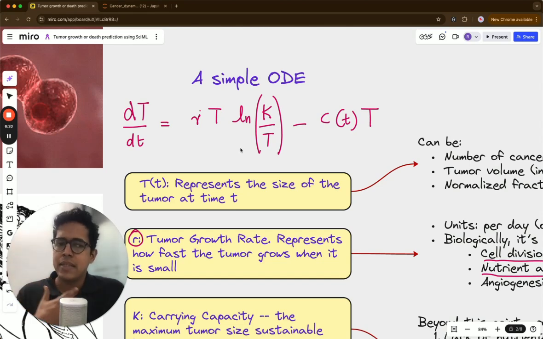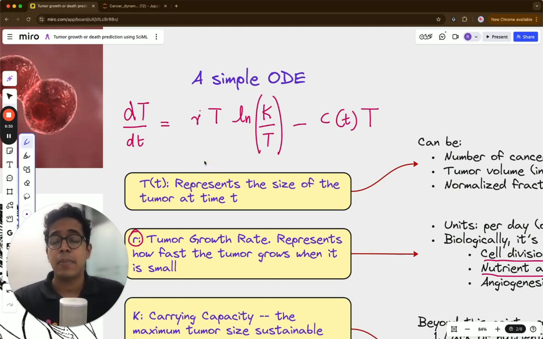The tumor will basically keep growing and it will reach a maximum size, and maybe it will spread to other locations of the body, right? But if there is some sort of intervention happening, then there is a factor that plays to reduce the size of the tumor. So that is this C(t) multiplied by T term. So let's say C represents chemotherapy as a function of time. Now it could be the strength of chemotherapy. It could be the number of times you inject certain chemicals, whatever it is, right? So C(t) can mean anything.